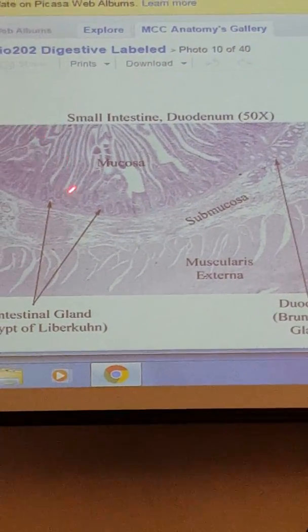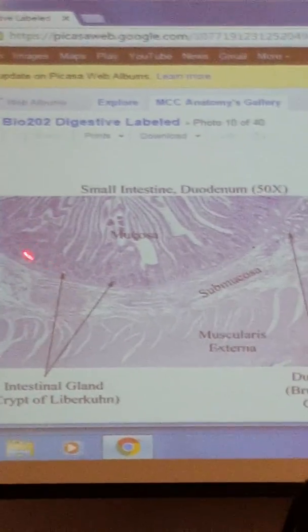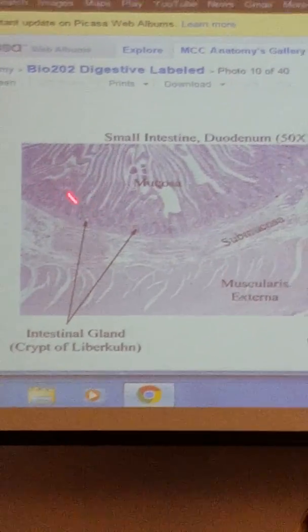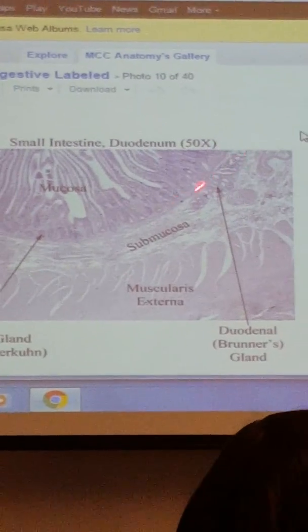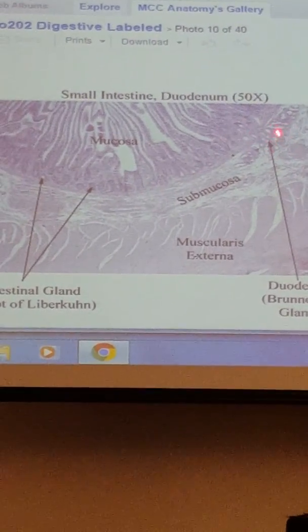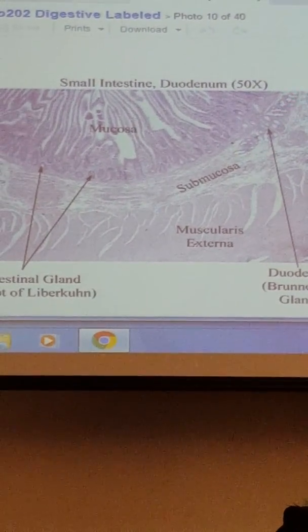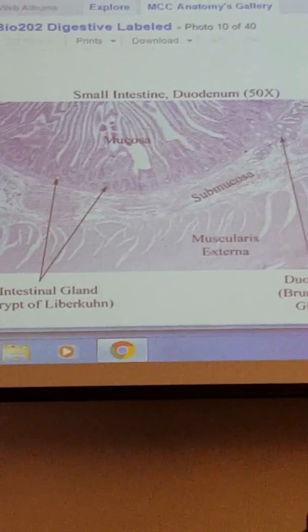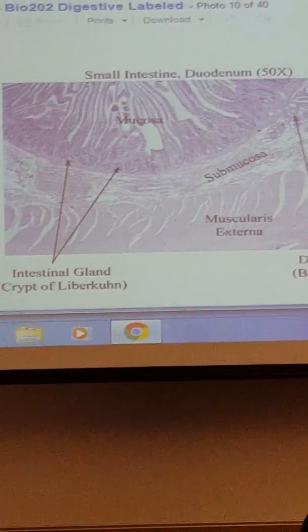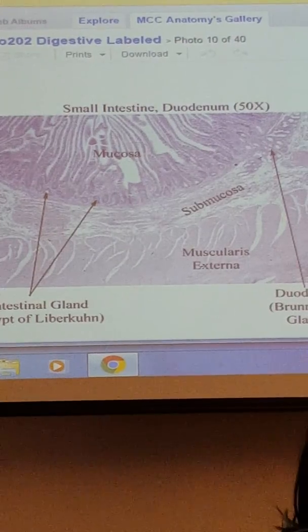Okay, small intestines. So these are the intestinal glands, or crypts of Lieberkühn. Okay, and then this is that line. And then below that line, these are the duodenal or Brunner's glands. So know which ones are above the line, know which ones are below the line. And the line is going to be pink because it's muscle, it's just really crazy thin.